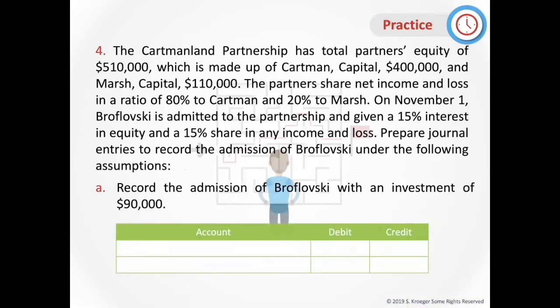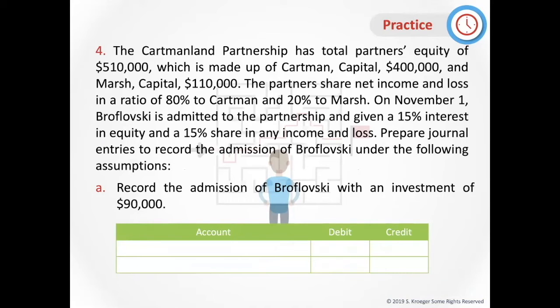We have Cartman Land, a partnership that has total partners' equity of 510,000, which is made up of Cartman's capital of 400,000 and Marcia's capital of 110,000. So there's two partners right now. The partners share net income and loss in a ratio of 80% to Cartman and 20% to Marsh.